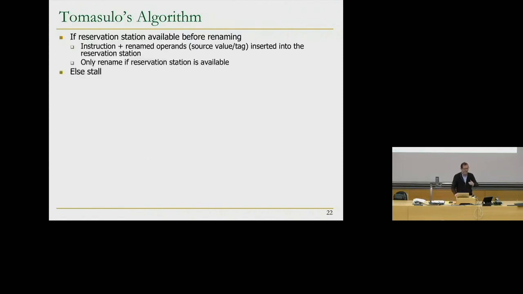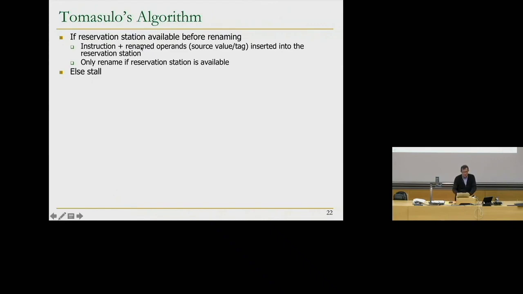Okay. So very quickly, Tomasulo's algorithm. Whenever we are decoding an instruction, we check if there's a reservation station available before renaming. If there is no reservation station available to put this instruction, we stall. That answers your question. Whenever you run out of entries to put the instructions, you need to stall.